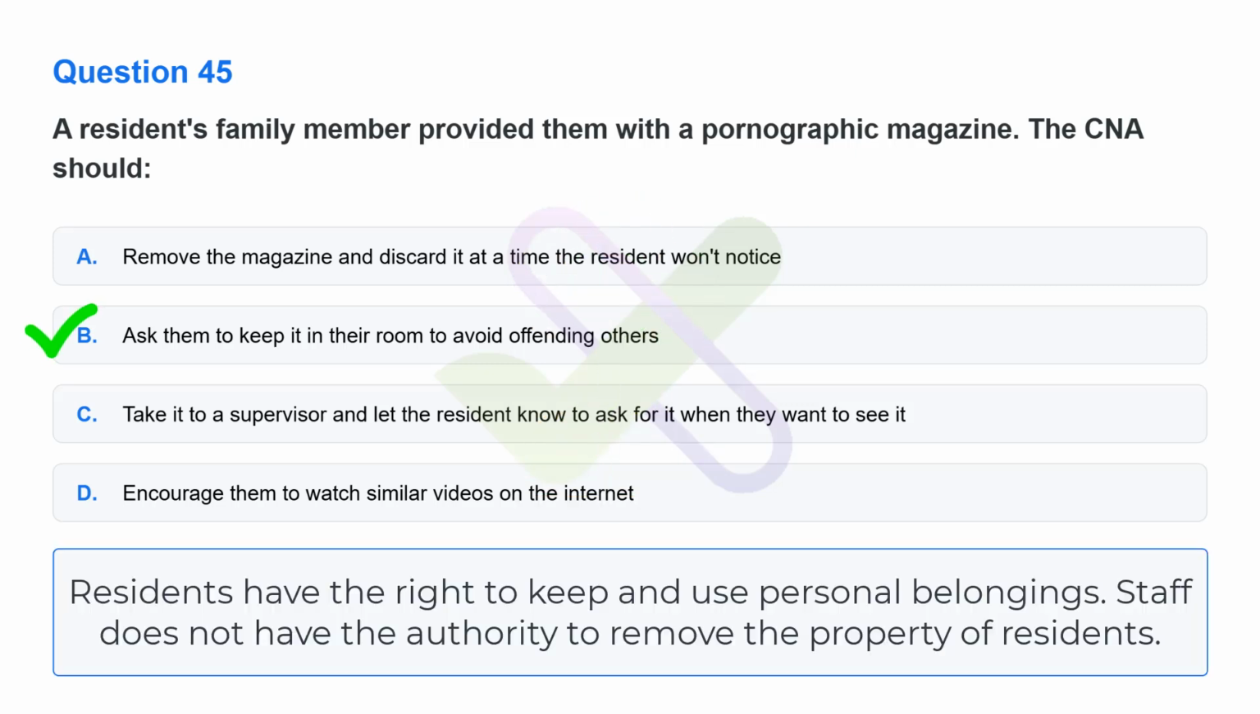Correct answer, B. Ask them to keep it in their room to avoid offending others. Residents have the right to keep and use personal belongings. Staff does not have the authority to remove the property of residents.